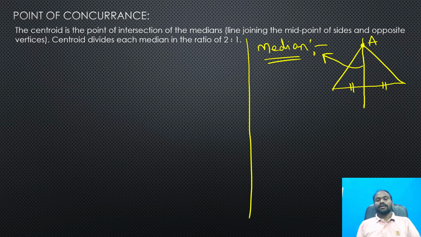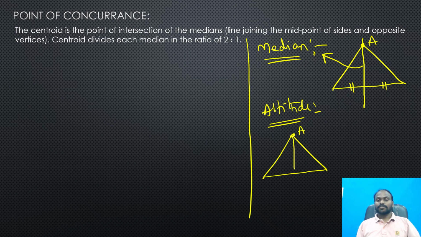Next, you should have an idea about altitude. Altitude means the line drawn from the vertex to its opposite side that is perpendicular to the opposite side. That is called altitude. Of course, a median divides the opposite side into two equal parts, and an altitude is perpendicular to the opposite side.